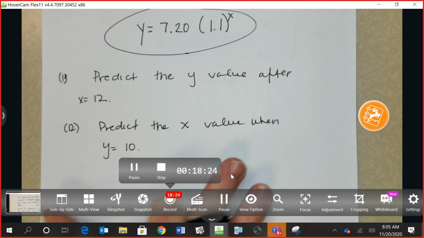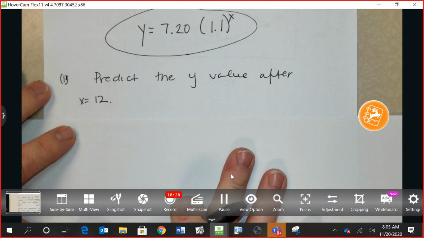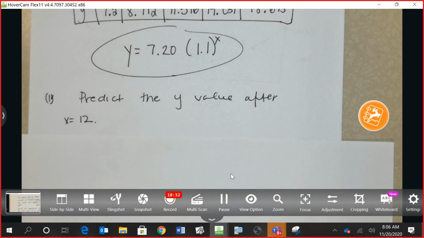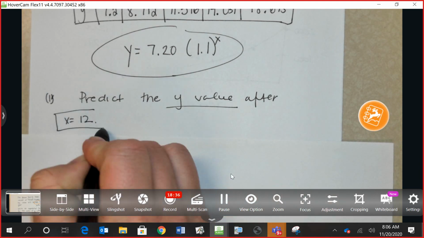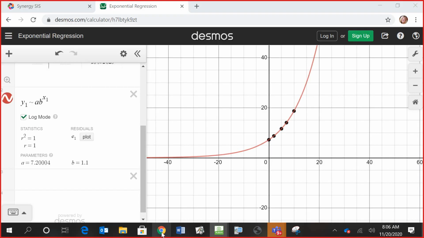Next we're going to answer each one of these questions, and if we have an ugly decimal answer, which is very possible, we're going to round to the nearest hundredth. So the first one says predict the y. You don't know the y, but what you do know is the x is 12. So I get to come back to the graph here. Would there be a way to do this algebraically? Sure, but we can save a lot of time just using the graph. So we know x is 12.